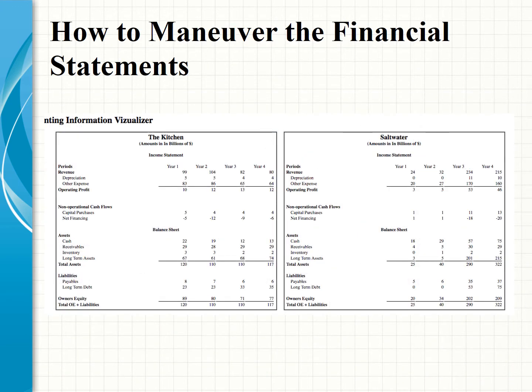We are done with our training section. Now, in this slide, I will show you how to maneuver the financial statement. When you open the link regarding the kitchen and saltwater restaurants, you will see this page. This page will have all of the information that you need to complete your questionnaire regarding the kitchen restaurant, and also the comparison of the two restaurants. If you want to make the screen smaller or larger, all you need to do is hold down the control button and the plus or minus sign. Please review the information from these statements carefully and complete your survey questionnaire.